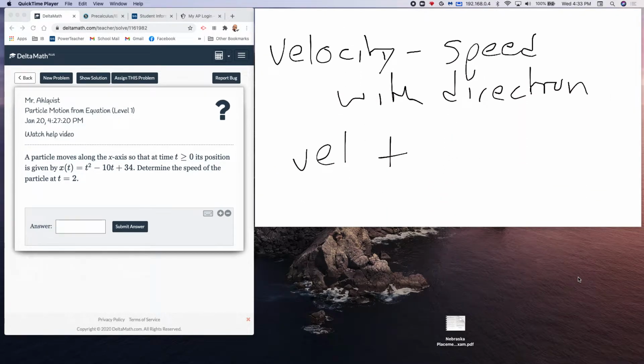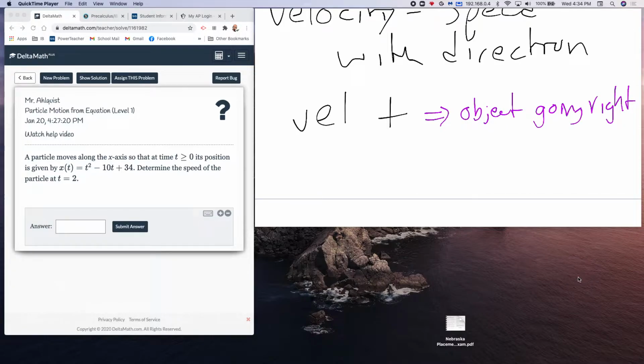So velocity is speed with direction, meaning if velocity is positive, then the object is going to the right. If velocity is negative, then the object is going to the left.